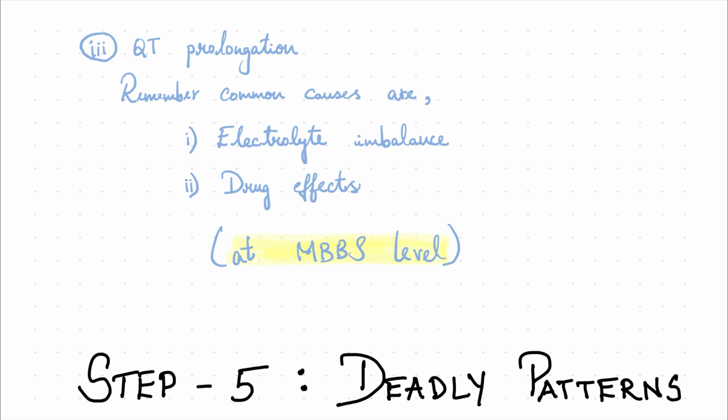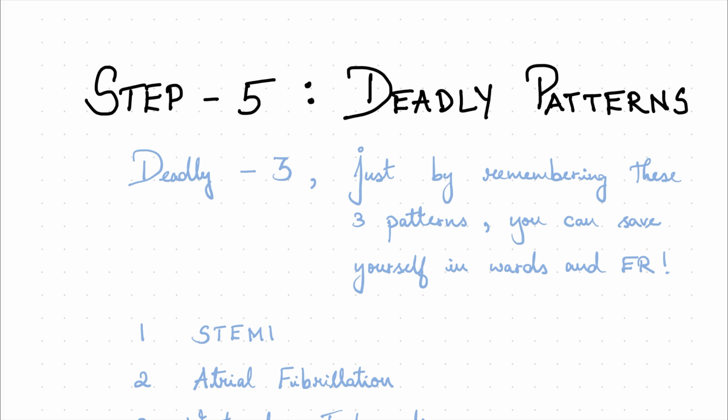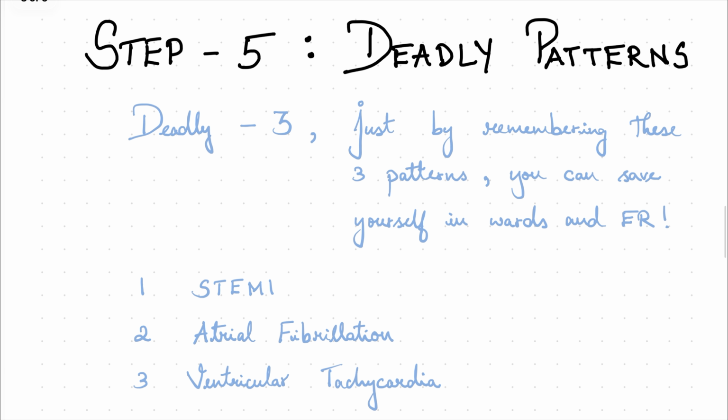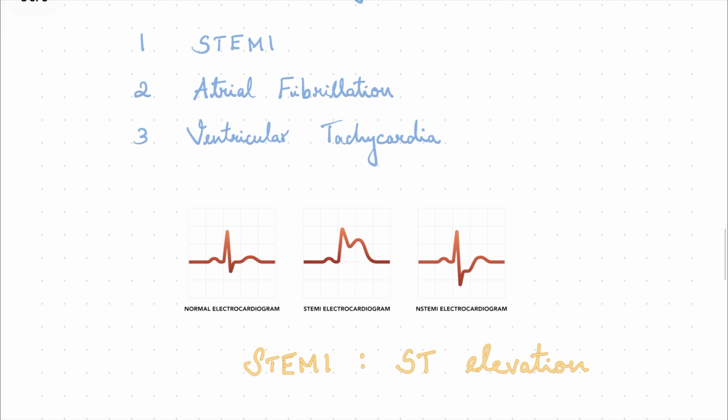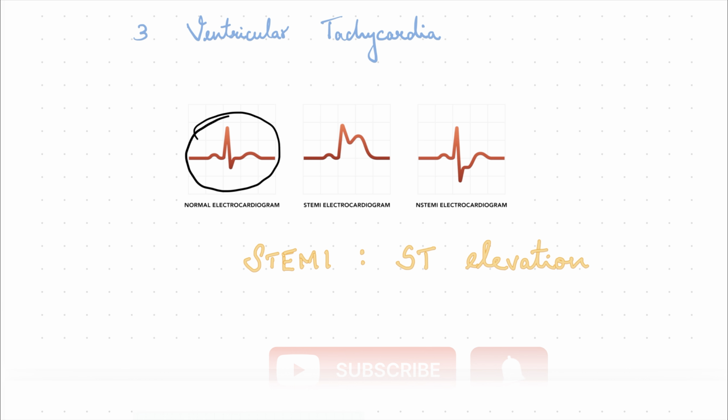drug effects. That's all. Moving on, step 5 is about detecting the deadly patterns. You just have 3 deadly patterns, and by remembering this, you can save yourself in the wards in ER. First one is STEMI, ST elevation myocardial infarction. So this is the normal electrocardiogram, wherein this is a STEMI, where you have a P, you don't have a Q, you have a R, and then if you see the S and T are elevated. So this is a classical STEMI ST elevation.